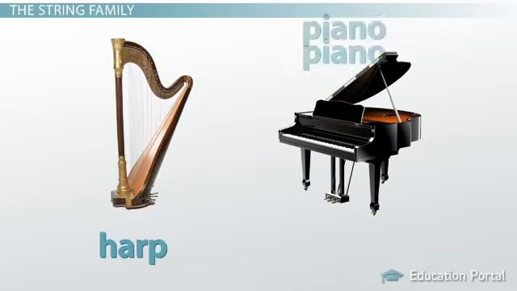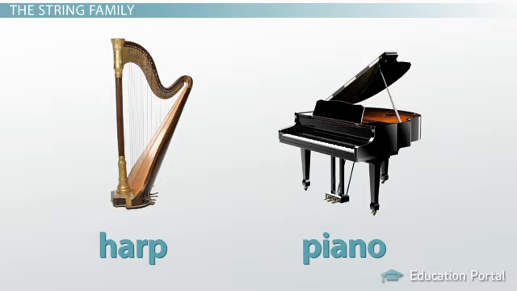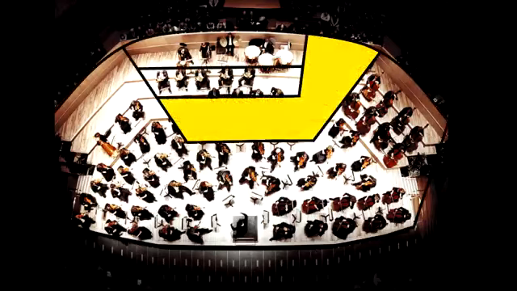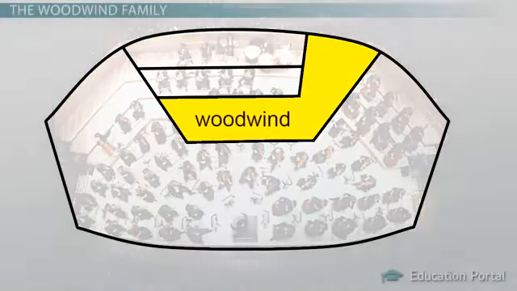Lastly, the harp and the piano are sometimes included in the string family, just depending on the time period when the music was being played. The next largest section of the orchestra is usually the woodwind family.